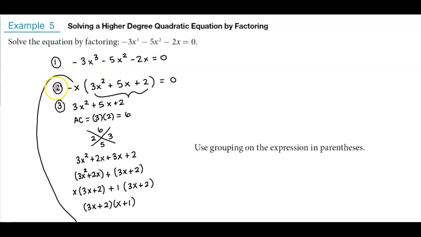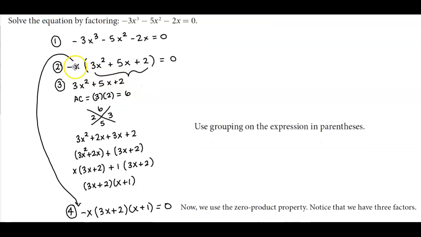In step number 2, we want to always ask ourselves, can we factor something out first? So what we can factor out is a negative x, because you always factor out the negative symbol if it's at the beginning of the particular equation. So factoring out negative x, what we have left is 3x squared plus 5x plus 2. Now don't forget this negative x because we need to include it as part of our step 4.